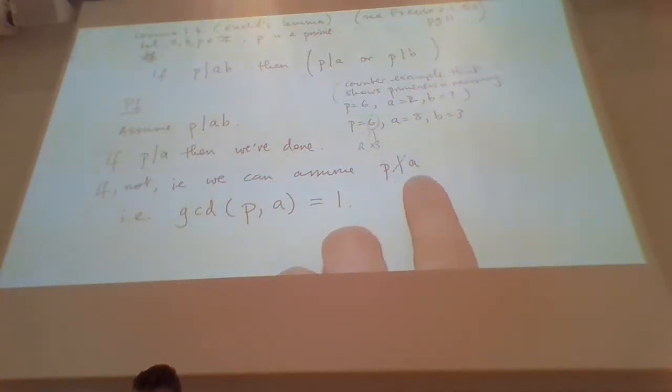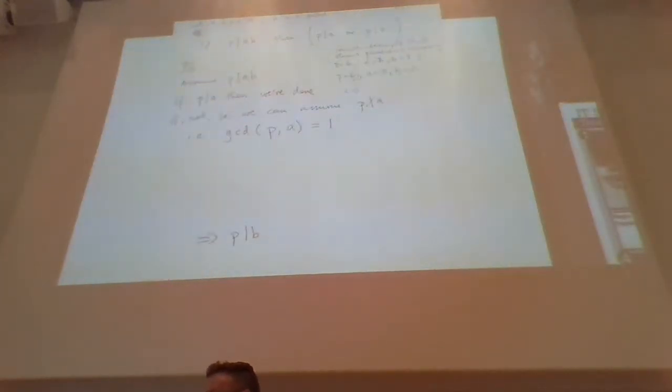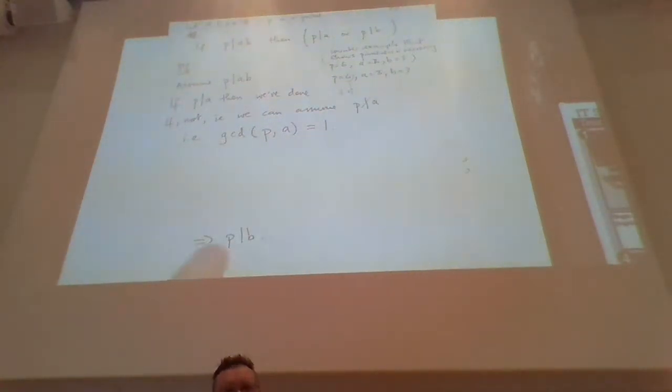So if P does not divide A, that means the only remaining possibility is that their greatest common divisor is 1. Of course, what we're trying to prove at this point is we're trying to reach the conclusion that P divides B. If P does not divide A, we're trying to prove that that somehow implies that P must divide B.